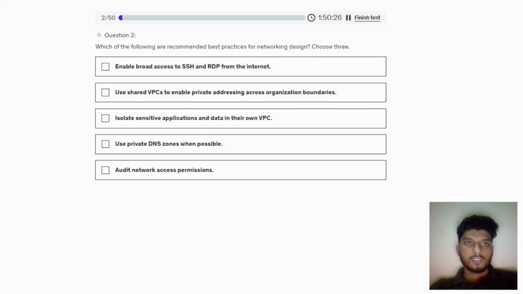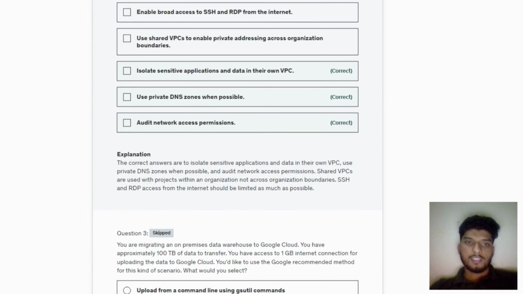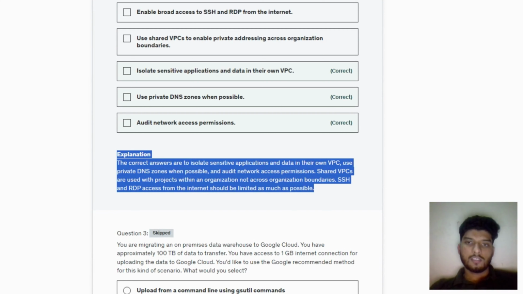So here's the question. You have to select three options. And the right answers are options C, D, and E: isolate sensitive applications and data in their own VPC, use private DNS zones when possible, and audit the network access permissions. And here's the explanation of the correct answers.